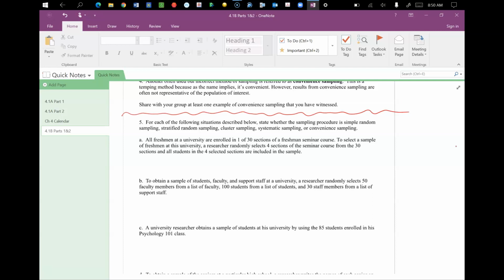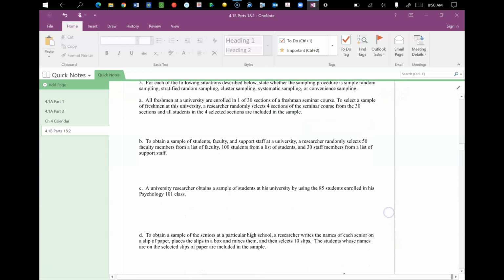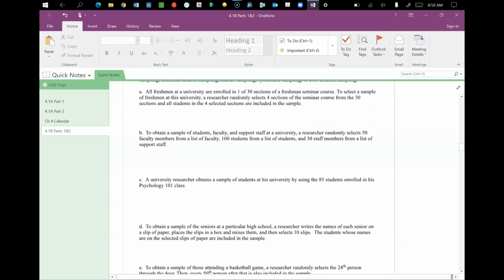We've broken the population into distinct groups based on some criteria in this case, and we've randomly selected from each of those groups. Letter C, a university researcher obtains a sample of students at his university by using the 85 students enrolled in his psychology class. This is not a method that uses random selection, this is simply a convenience sample.